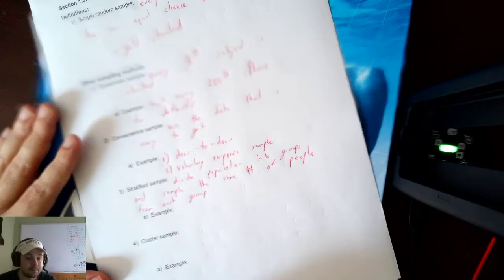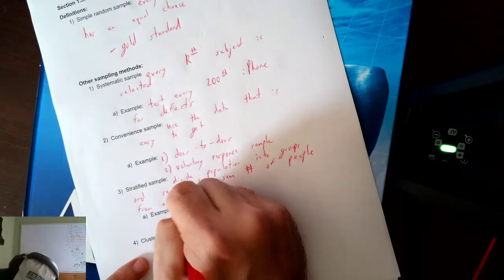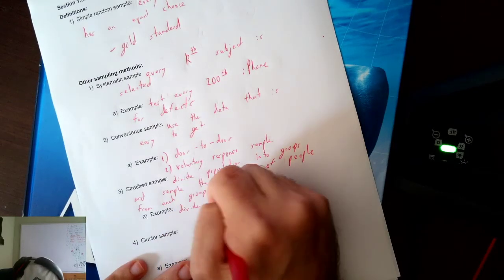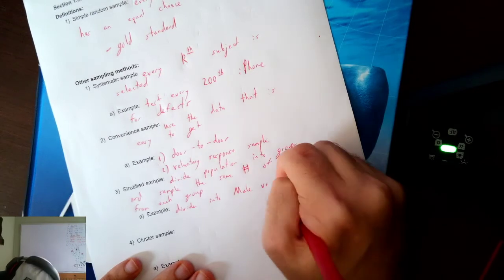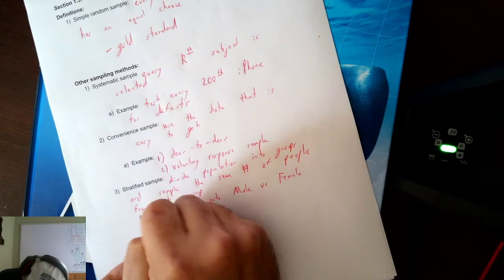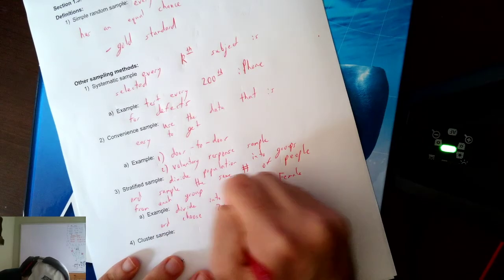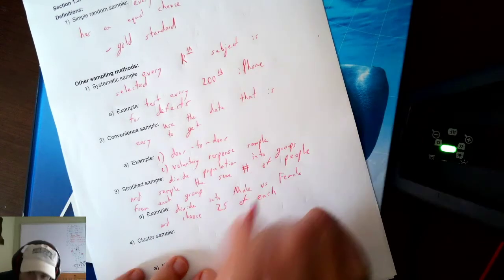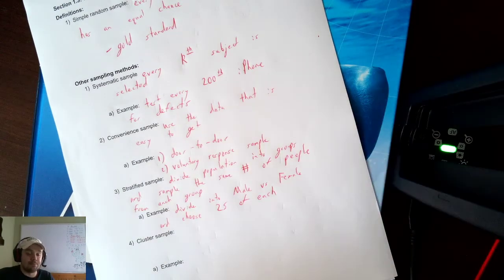An example: we want to divide the population into groups and get the same number of people from each group. Divide into male versus female and choose 25 of each. Maybe you're doing a medical experiment and the fact that you want the same number of males and females might be relevant, right? So you divide into male versus female and pick 25 of each.